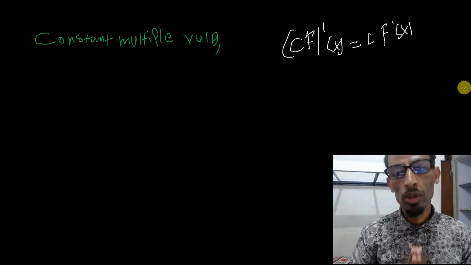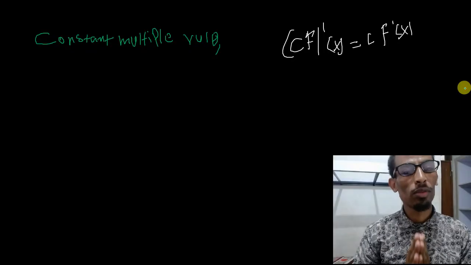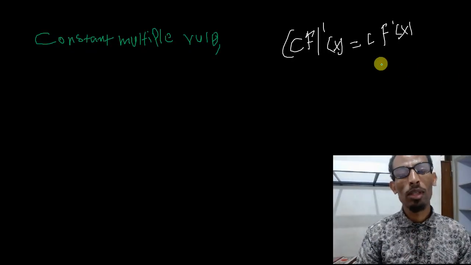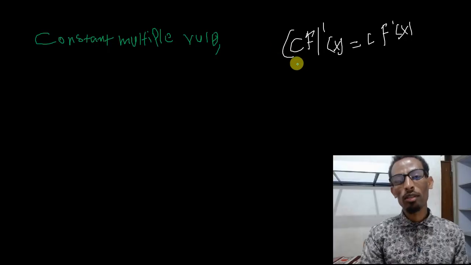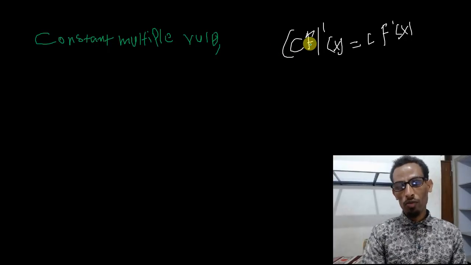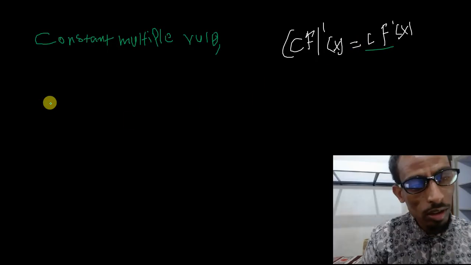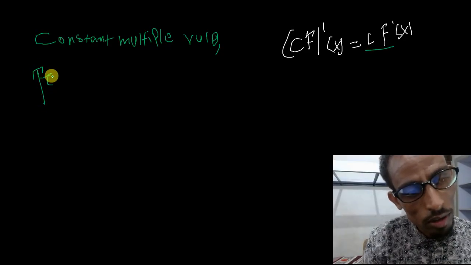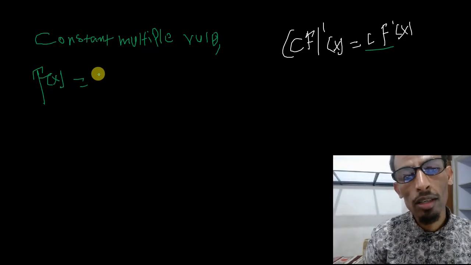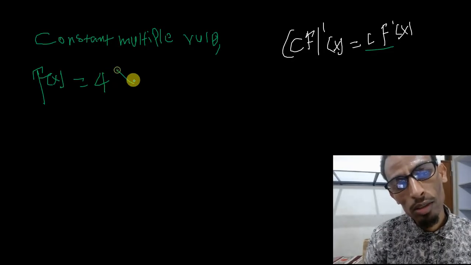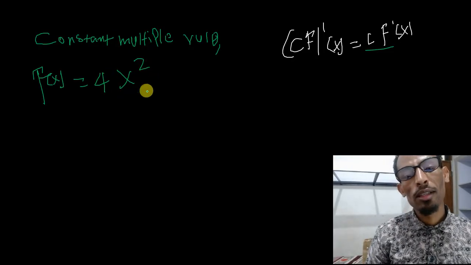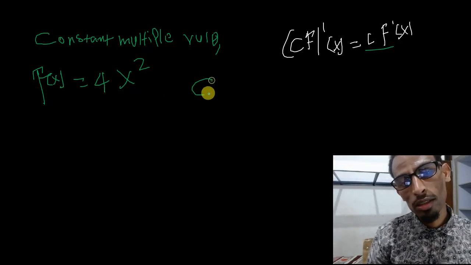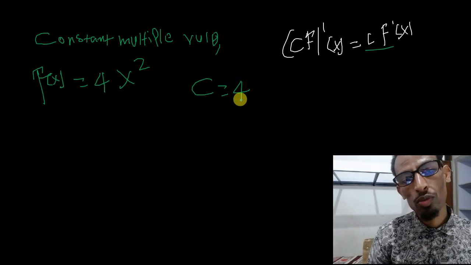Today we are going to discuss different rules of derivatives. The first rule is the constant multiple rule. That means, for example, the derivative of c times f at x is always given by c times f derivative at x. Let's say for example f of x is given by 4 times x squared. Here 4 is our constant c, and f of x is x squared.